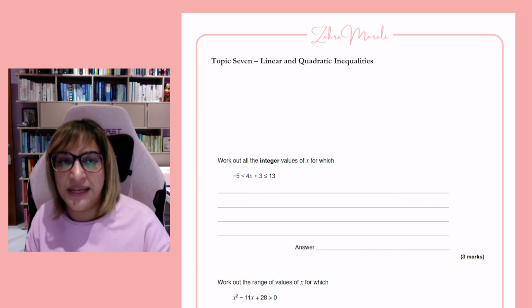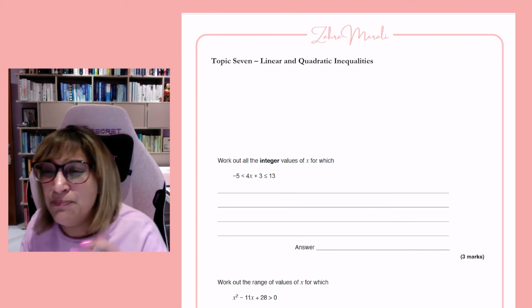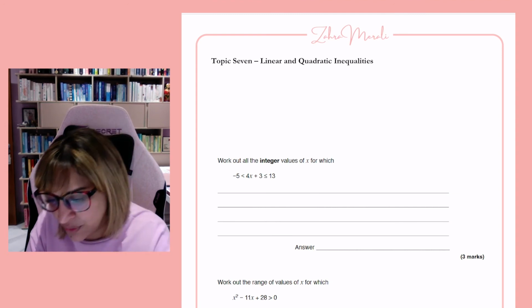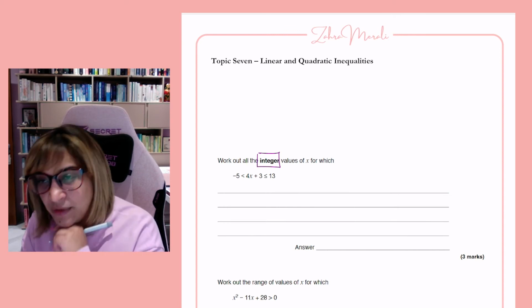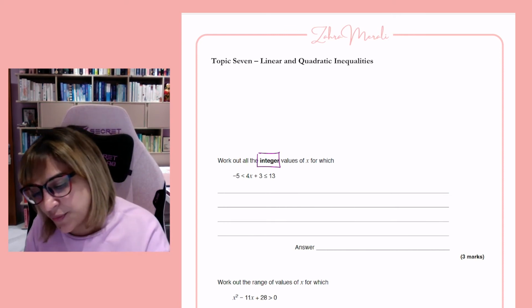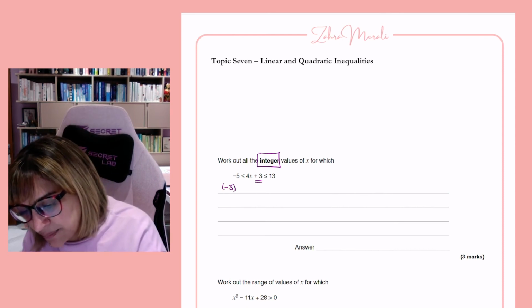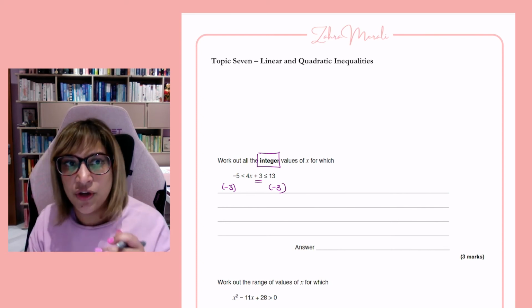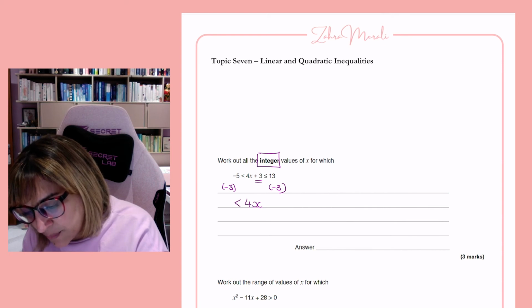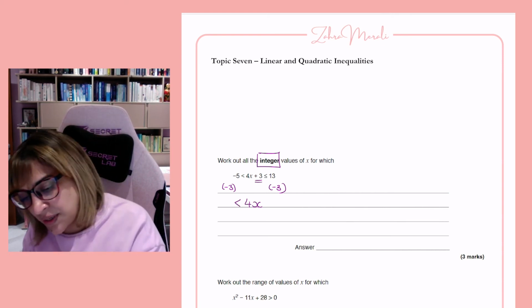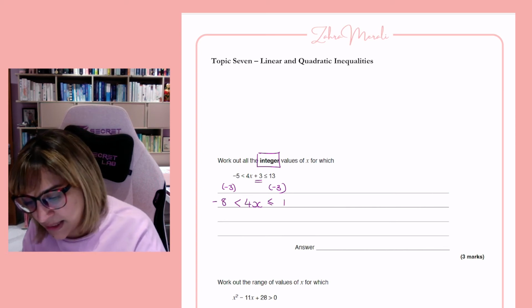Okay, so let's take the first question. It tells us to work out, and they bold things for a reason, that's there to help you, the integer values. So these are the whole numbers. But first, we want to get x on its own. So if we have a look, we've got 4x plus 3. So we're going to minus 3 on both sides. So minus 5 minus 3, I'm going to get minus 8. 13 minus 3 is going to give me 10.